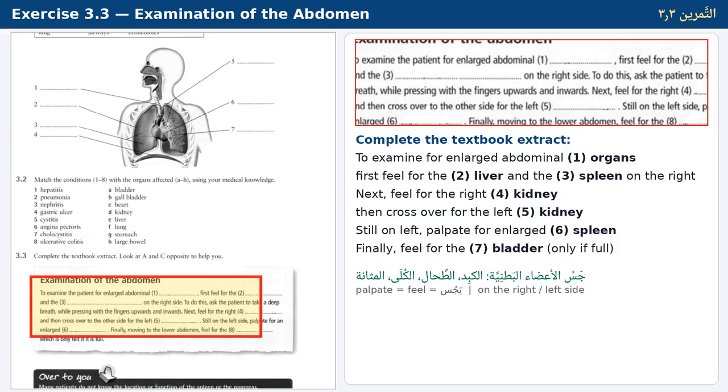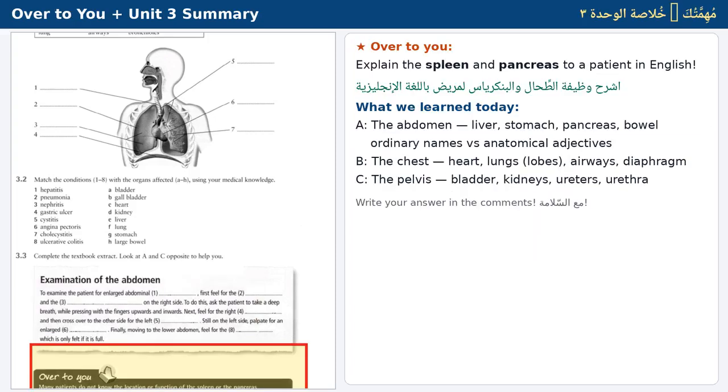The bladder is only felt if it is full. Palpate means to feel or examine by touch. The doctor palpates the liver, spleen, kidneys, and bladder during an abdominal examination. Over to you and Unit 3 summary. Over to you from the textbook. Many patients do not know the location or function of the spleen or the pancreas. How would you explain them to a patient in English? Think about it and write your answer in the comments.